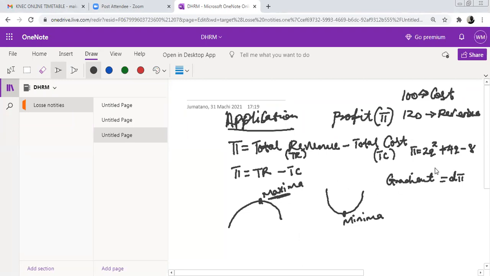And the gradient function is normally obtained by differentiating. So in this case, if we differentiate, d pi over dq is going to give us the gradient function for the profit. Therefore, you come here and you say, at the maximum pi, d pi over dq should be equal to 0. And what is d pi over dq?